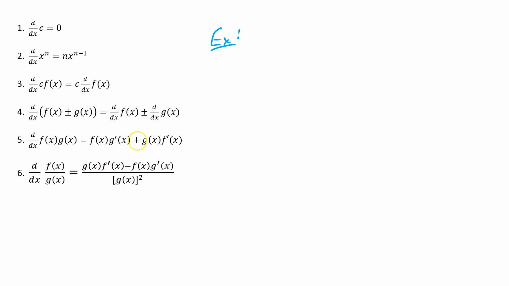So let's do, how about x to the fifth over x cubed? Now we know that that's x squared, right? So our derivative should be 2x. And let's use the quotient rule and see if it works out.